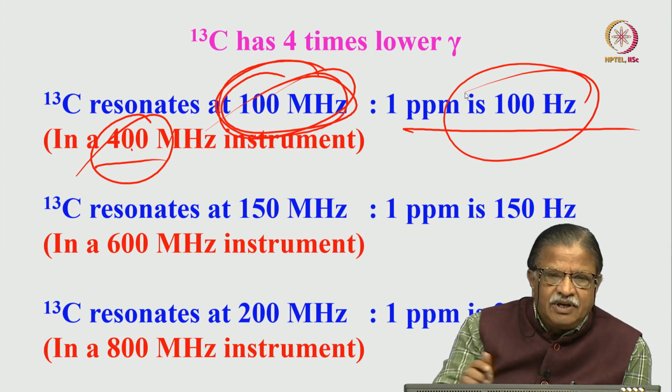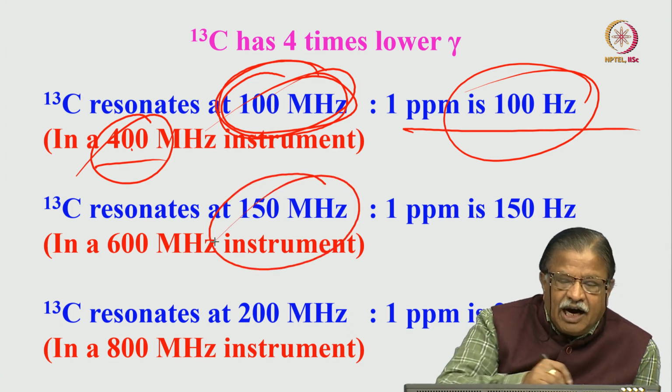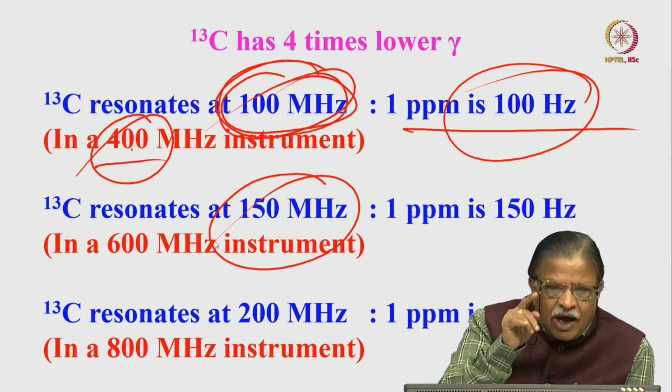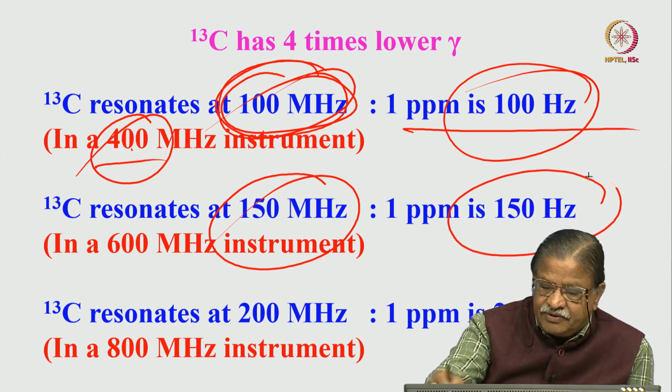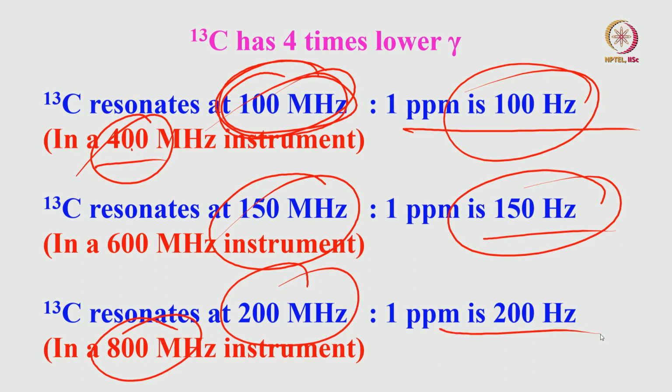Same carbon 13 resonance. Next, in a 600 megahertz spectrometer, carbon 13 resonates at 150 megahertz, 4 times smaller. That means 1 ppm for carbon in a 600 megahertz NMR spectrometer is 150 hertz. The relation is very simple. It goes by the ratio of the gamma, which is 4 times smaller. As a consequence, the 1 ppm value compared to proton is also 4 times smaller. So, again at 800 megahertz, carbon 13 resonates at 200 megahertz and 1 ppm is 200 hertz. It is very clear now.